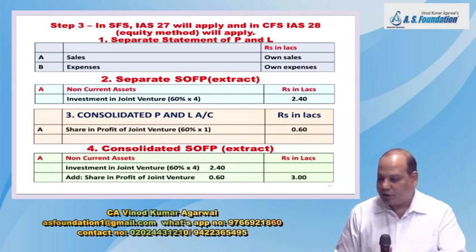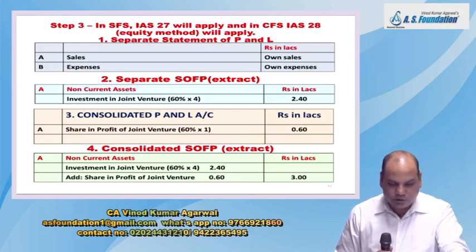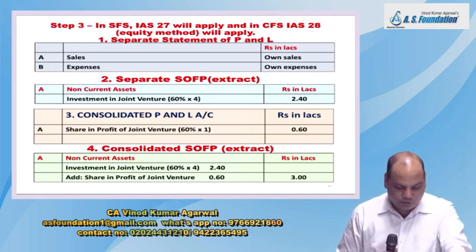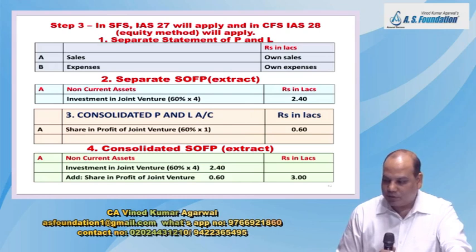So write down separate statement of P&L account. Sales, only our sales will appear. We do not add the sale of the joint venture in the separate financial statement if it is a joint venture.